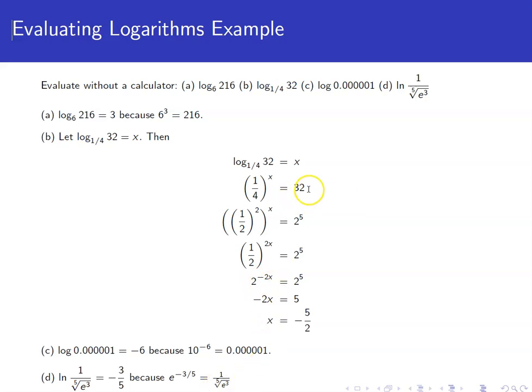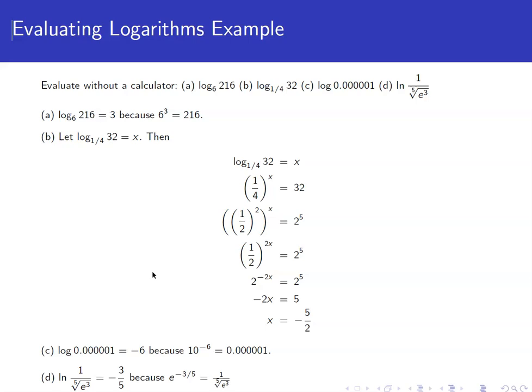On the right-hand side, we immediately notice, hopefully, that 32 is 2 to the 5th. So we get down to this point where we have 2 to the negative 2x equals 2 to the 5th. Using the one-to-one property of exponential functions, we can equate exponents and get negative 2x equals 5, or x equals negative 5/2. So going back to the beginning, log base 1/4 of 32 is negative 5/2.